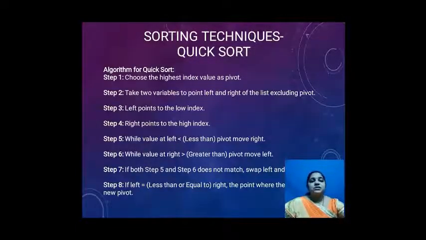First, choose the highest index value as the pivot value, and second step is to take two variables to point left and right of the list excluding the pivot value. We cannot include a pivot value as a comparison. The left points to the low index and the right points to the high index value. While the value at the left is less than the pivot, move it to the right. If the value at the right is greater than the pivot, it moves left of the pivot value. If both step 5 and step 6 don't match, swap the values. If the left is less than or equal to the right, the point is taken as the next value as the pivot value.